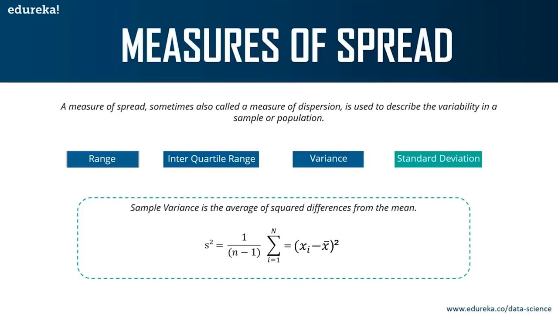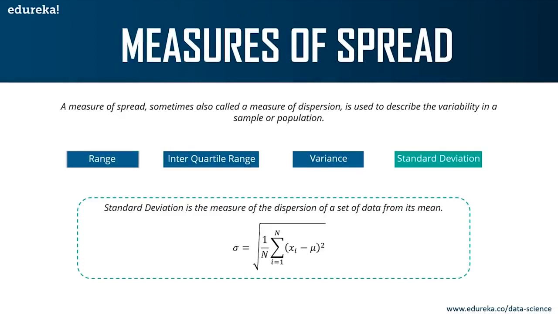And this is basically the difference between sample and population variance. I hope that is clear. Coming to standard deviation, it is the measure of dispersion of a set of data from its mean. So it's basically the deviation from your mean. That's what standard deviation is.